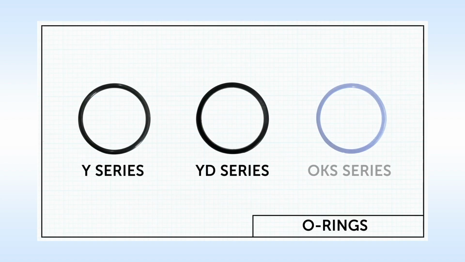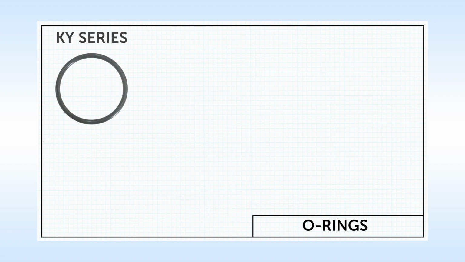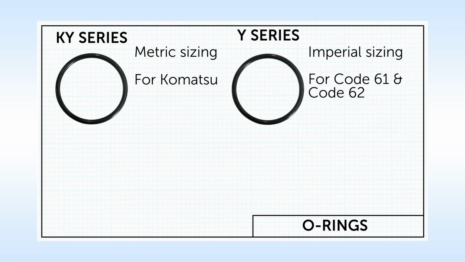Looking at the O-rings used in more detail, we have already learnt that some styles of flange utilise imperial O-rings while others utilise metric O-rings. Just by looking at these samples, it's nearly impossible to see which is metric and which is imperial. Pertec lists within their catalogue the KY series of O-ring, which are metric to suit the Komatsu flanges. The Y series are imperial and suit both Code 61 and Code 62 flanges.